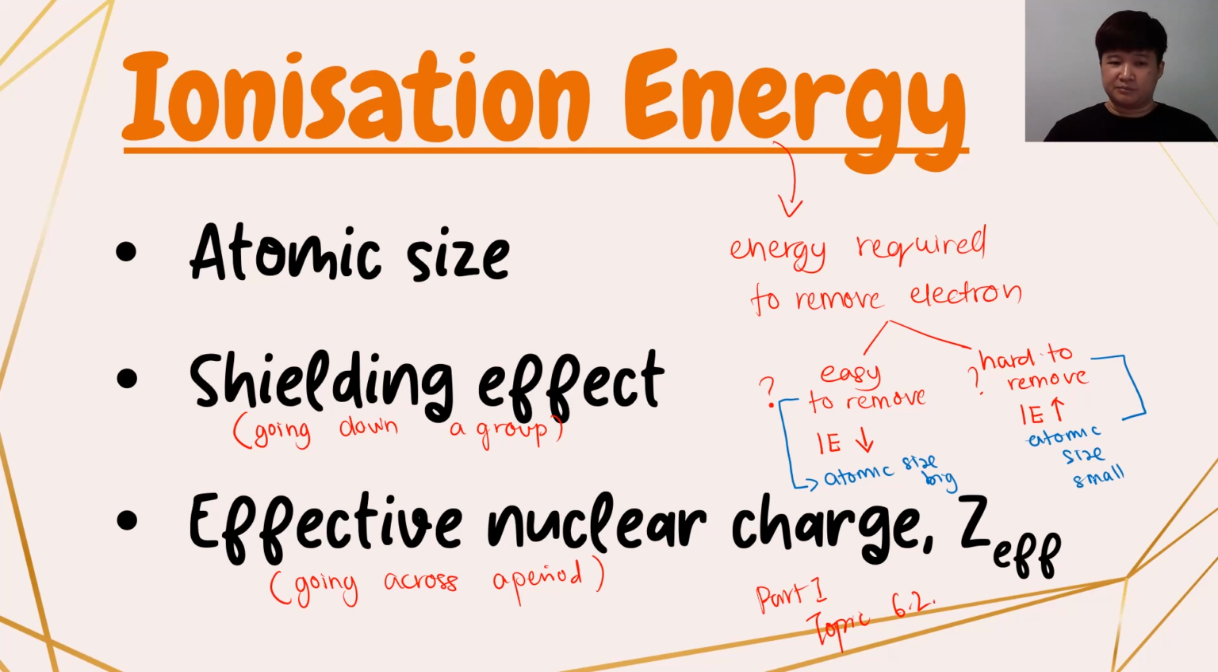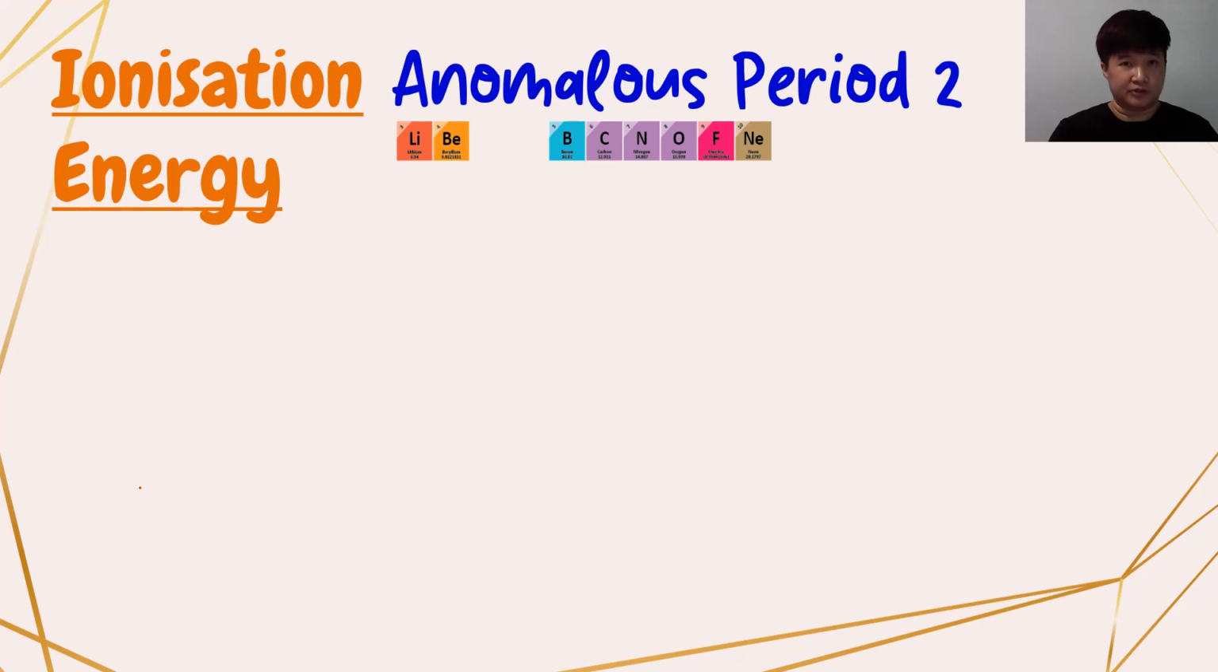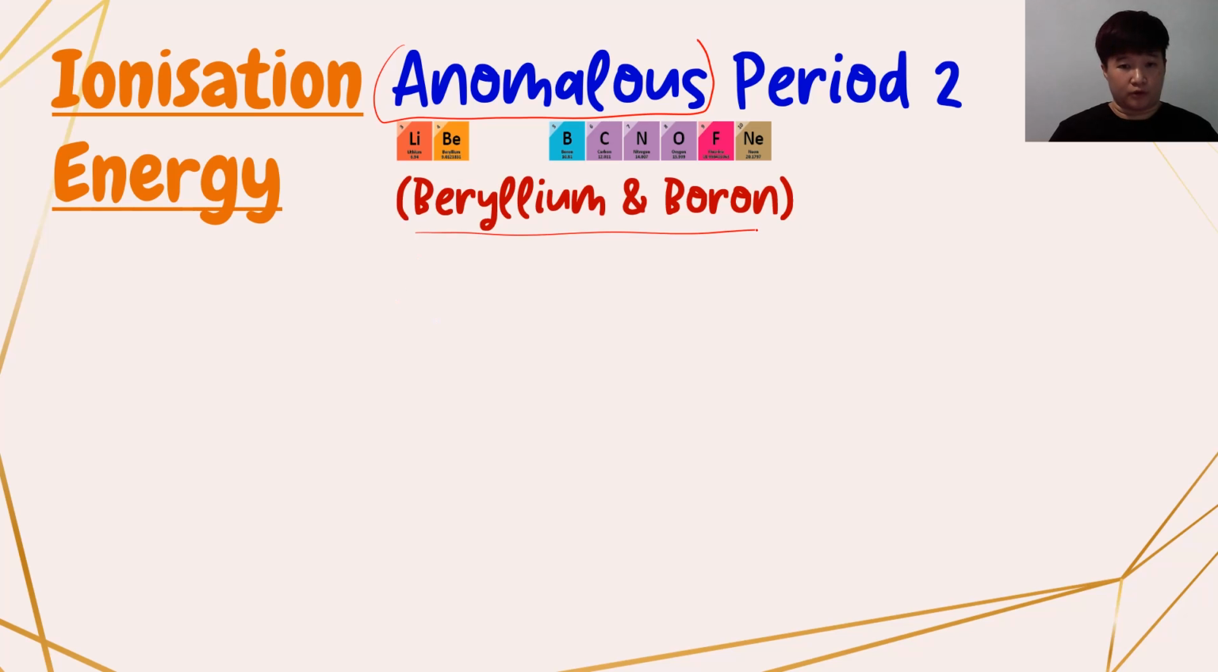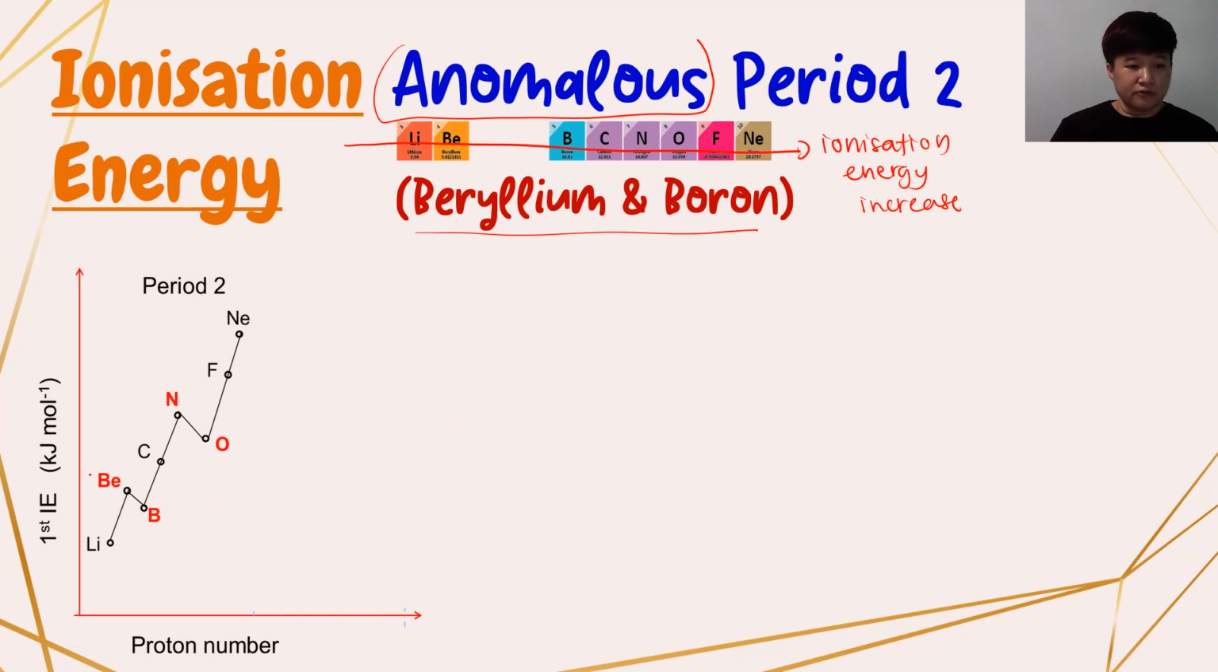Easy? Simple. Very simple. But we have exceptional cases, or we call them anomalous cases, in period 2. The anomalous cases that happen in period 2 are between beryllium and boron. We have learned just now that when we are moving across a period, the ionization energy should increase because the size gets smaller. But if you look at the chart over here, the ionization energy decreases from beryllium when it's moving to boron.